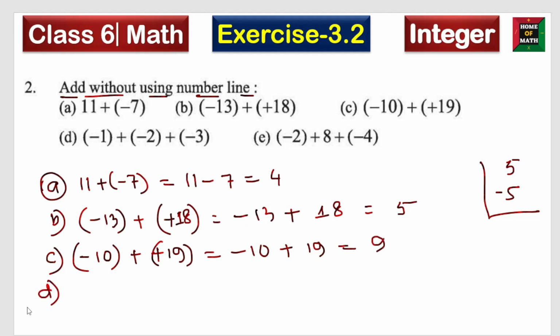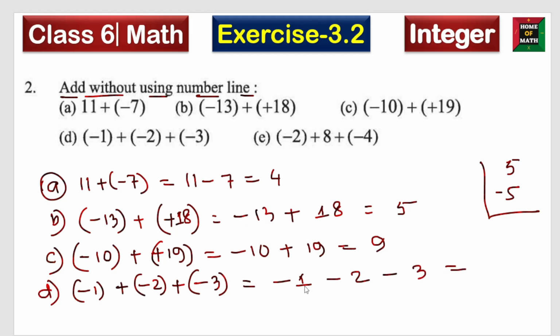Number D, minus 1, minus 2, plus minus 3. So minus 1, then minus 2, then minus 3, everything is minus. So all the minus, it should be minus, then 3, 2, 1, it means 6.